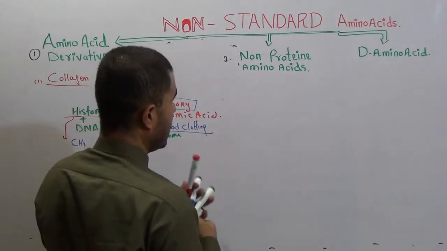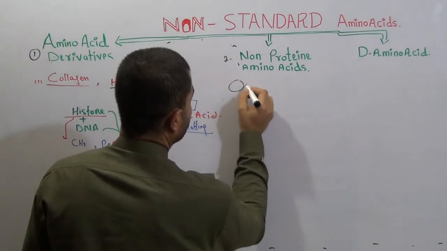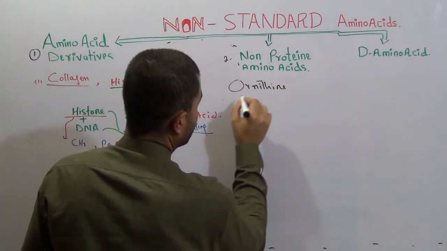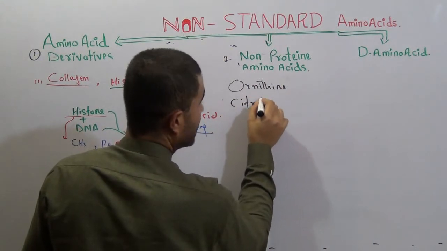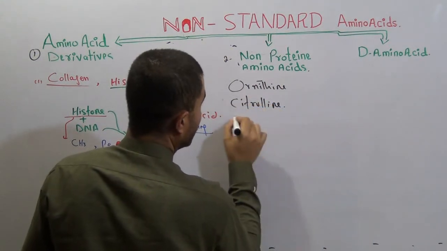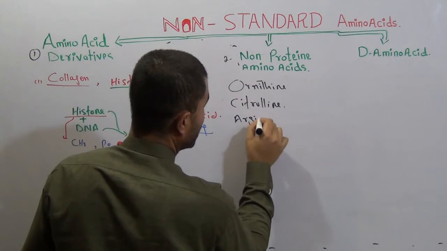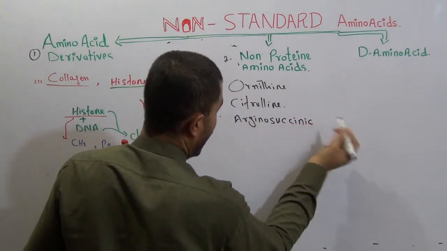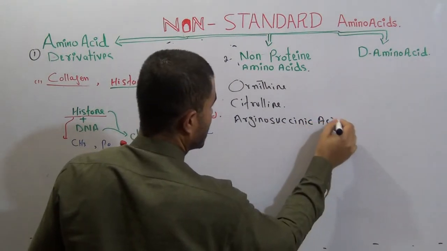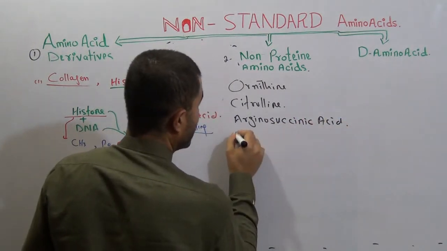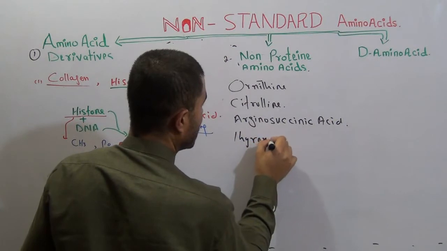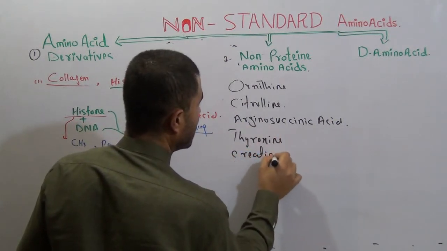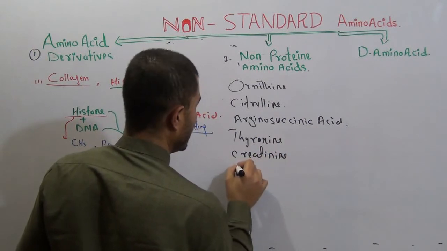Number one is ornithine. Second is citrulline. The third one is arginosuccinic acid or arginosuccinate. The fourth one is thyroxine. The fifth one is creatinine. And the sixth one is GABA.